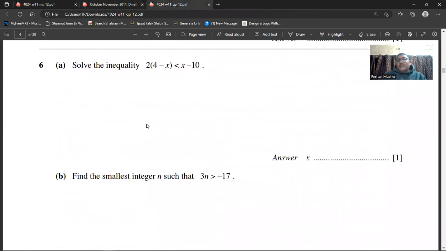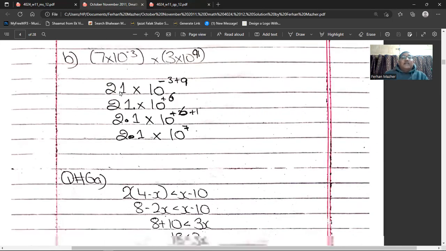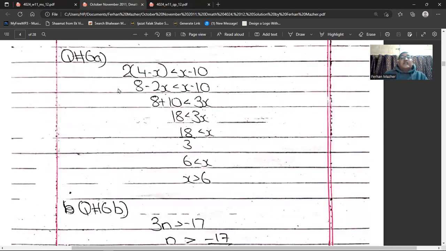Okay, so we are going to the next question. The next question is coming up on your screen. It is question number 6. He says, solve the inequality. So here we have an inequality, 2 bracket 4 minus x bracket close less than x minus 10. So I will open this bracket, and we will try to make the x alone on one side of the inequality.